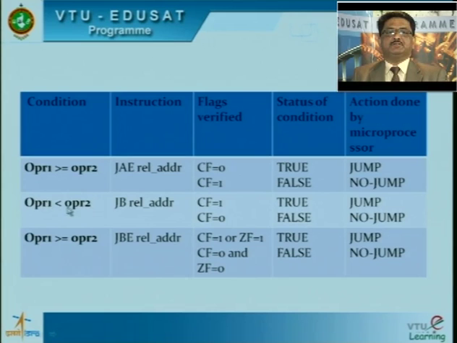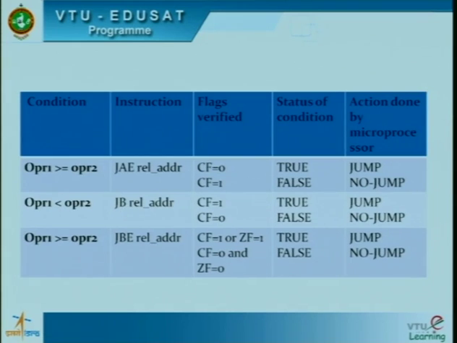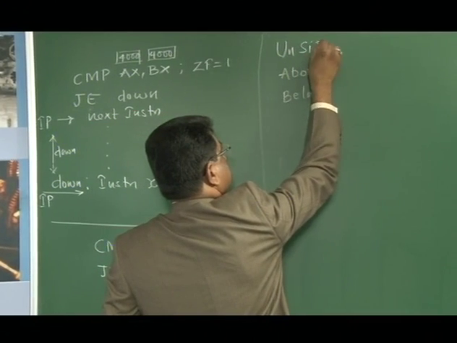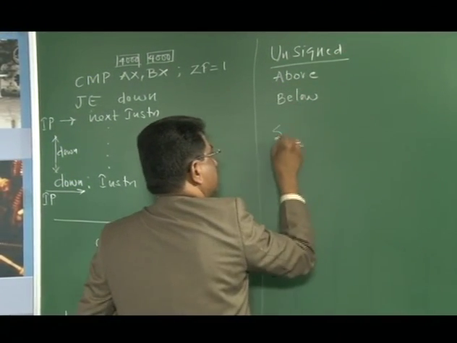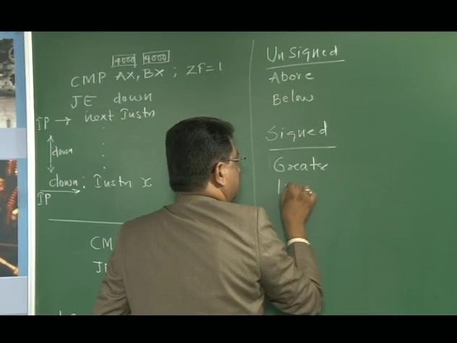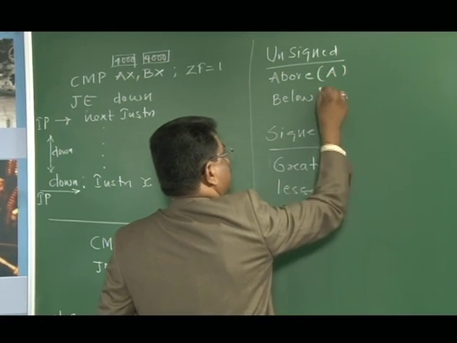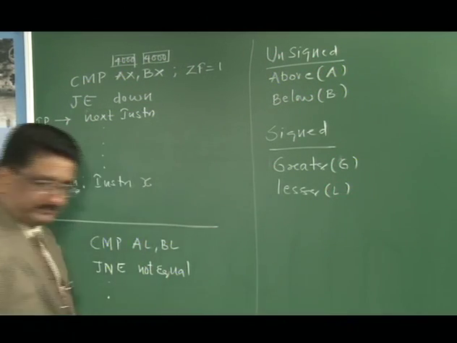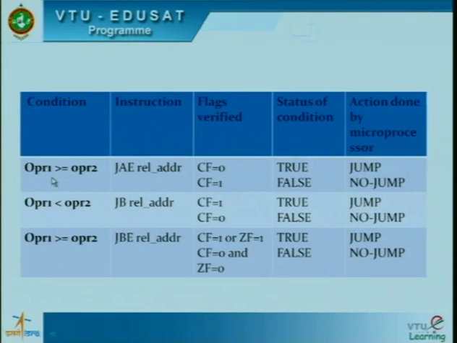Now here, when we are trying to check the inequality or less than or greater than, basically for unsigned numbers, we use above and below. For signed numbers, we use greater, lesser. So here we use A and B to represent these conditions. Now, jump if above or equal, jump if below or equal performs the jump operation when the condition is below or equal.